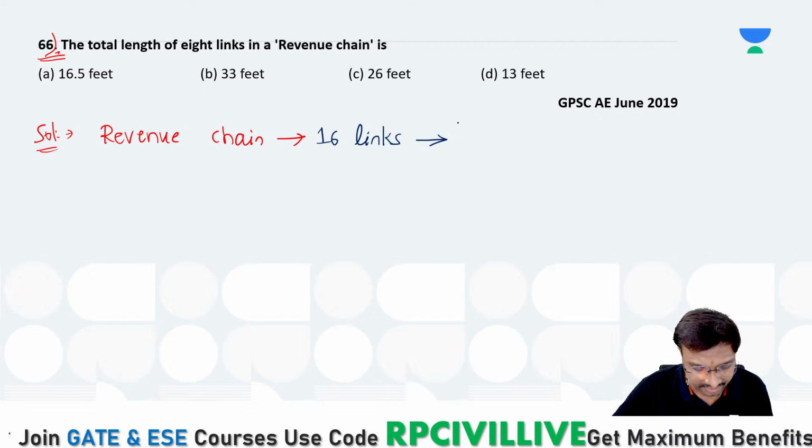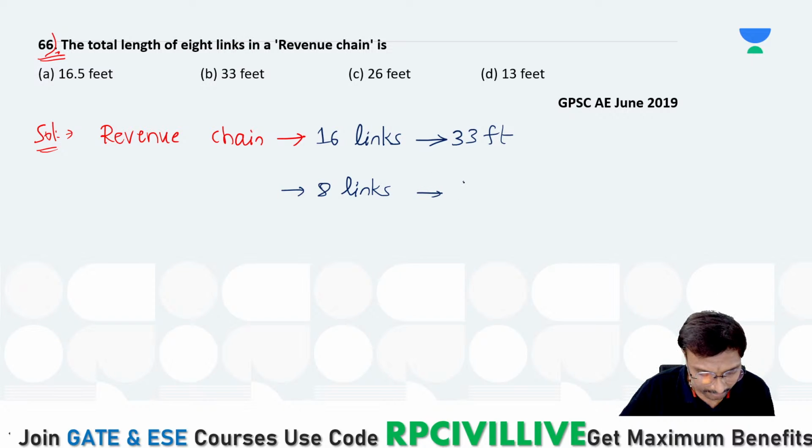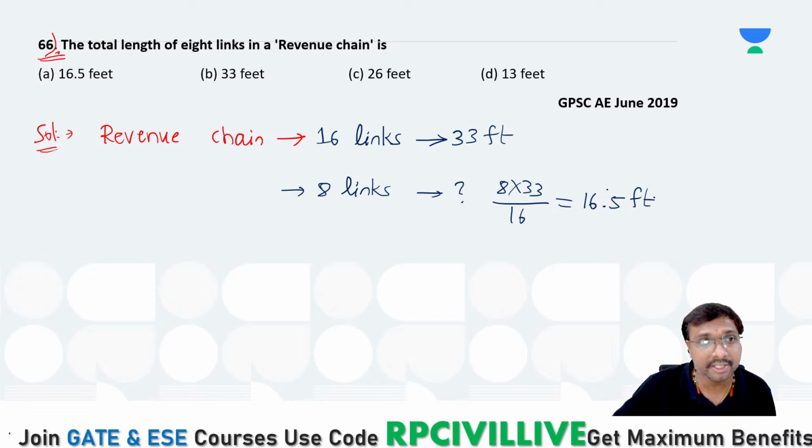16 links for this is 66 feet, na? Sorry, 16 links for how much you can say? 16 links for this 33 feet, right? 16 links will be having this 33 feet. Then what is that 8 links will be having? 8 links will be how much? 8 into 33 divided by this 16, right? It is equal to 16.5 feet.